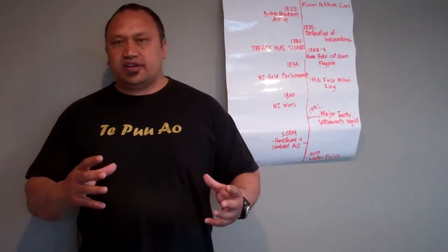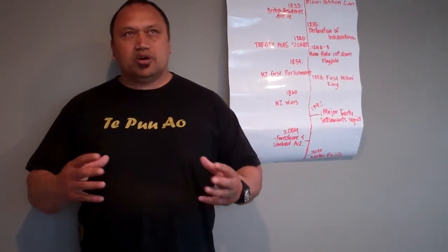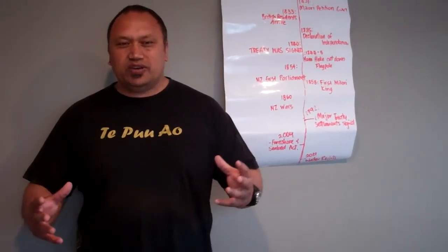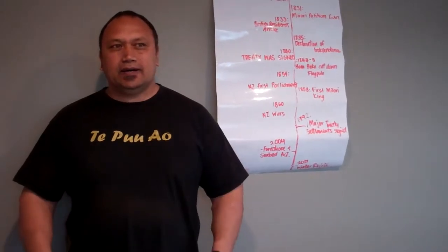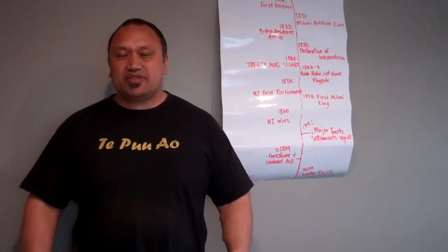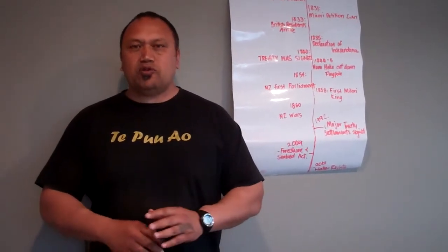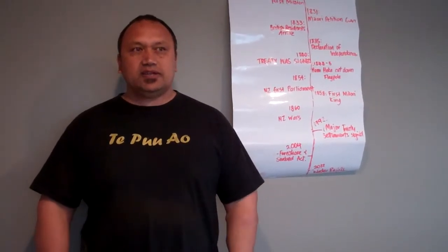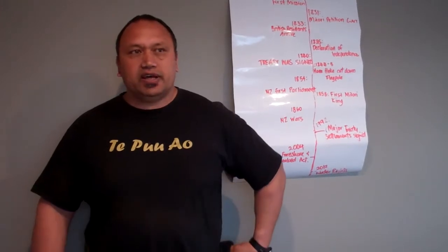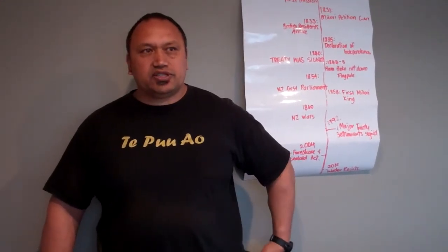They saw the royal kaupapa, and they wanted to apply the same things with Māori control. So it was a form of tino rangatiratanga for Māori. Waikato was one of the iwi that didn't sign the treaty at the time.